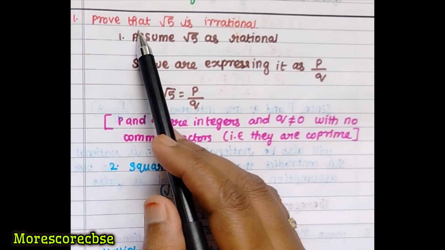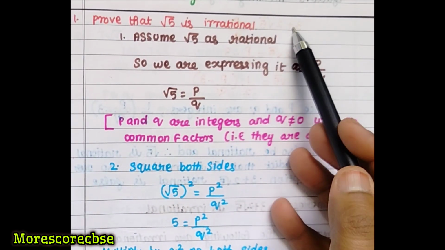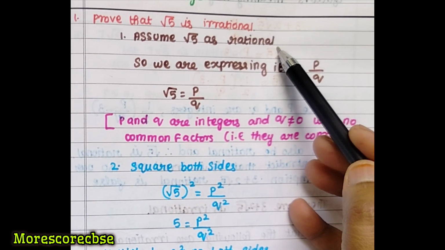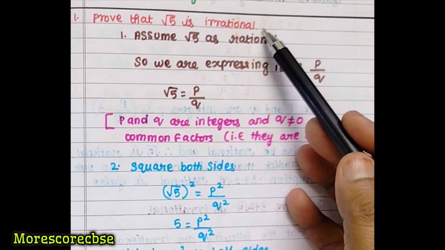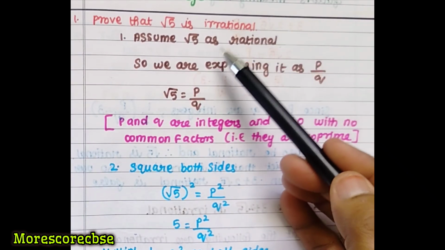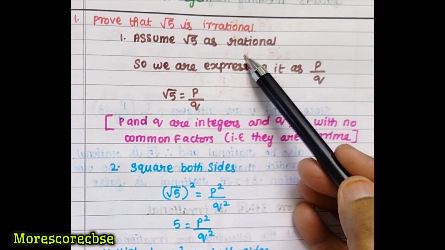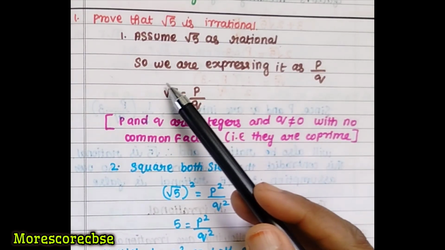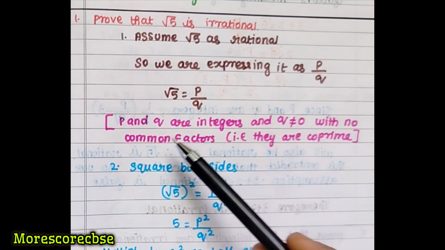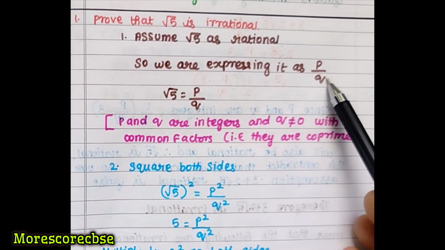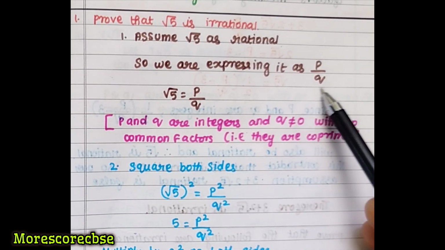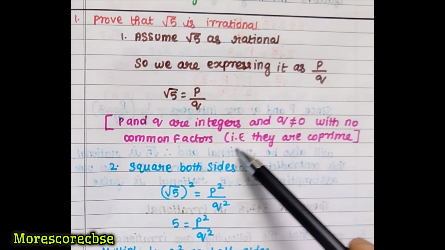First sum, prove that root 5 is an irrational number. Rational numbers have the pattern p by q, and irrational numbers are the never ending numbers. So in order to prove root 5 is irrational, we are going to assume root 5 is a rational number. So we can express root 5 as equal to p by q. So p by q is a rational number, where p and q are integers, and q should not be equal to 0, with no common factors. So both of them do not have common factors, meaning that they are co-prime.